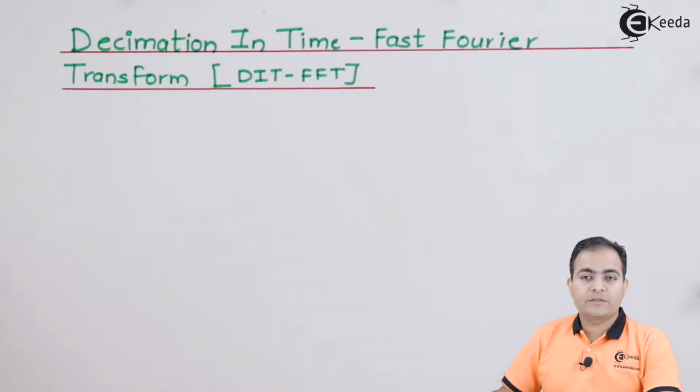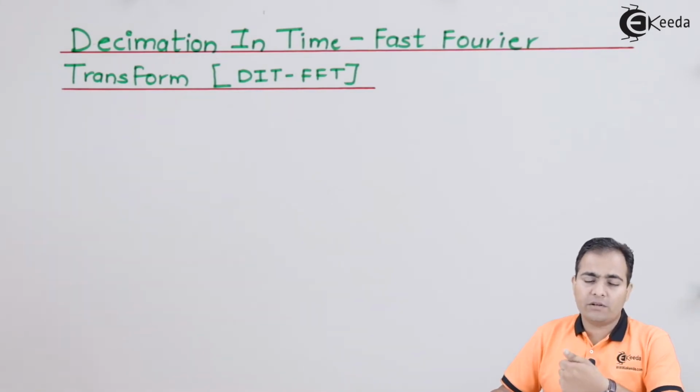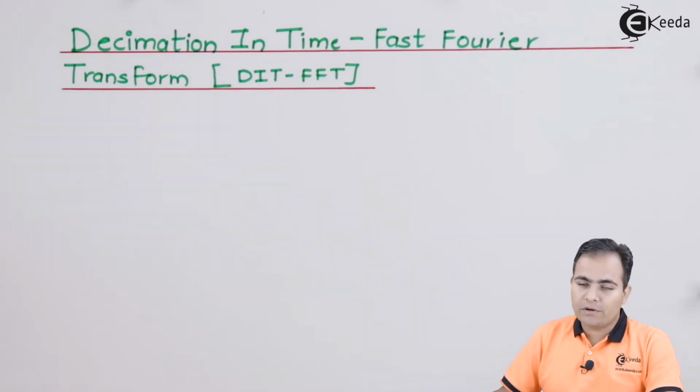Now, suppose I have a function x of n, and it has a total of n points. But in these n points, some points are even and some are odd. In x of n, some of the points are even and some are odd, which means we can divide our function at the start into two parts. The first slot is for even terms or even samples, and the second slot is for odd samples.